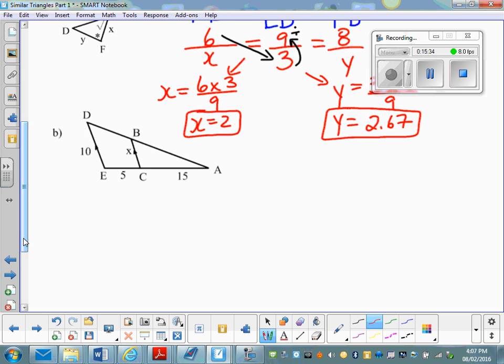The last one here, so I've got 2 triangles here that are overlapping. So in triangle, actually, you know what? I'm going to stop here.